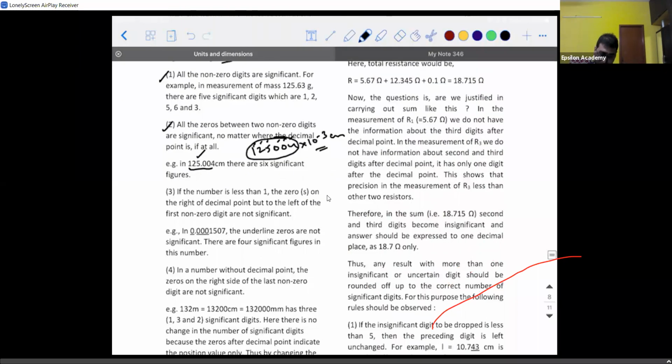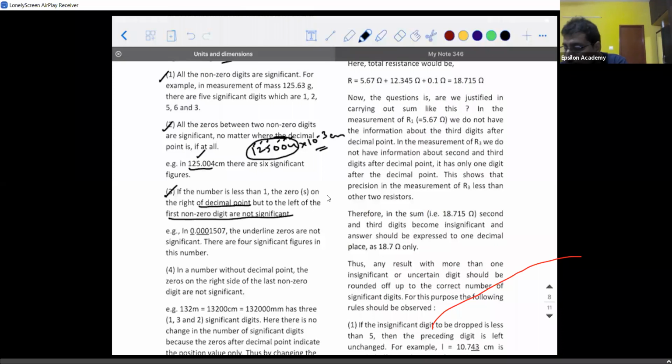Yes. Next. If the number is less than 1, that is, you have a fraction a by b where the denominator is greater than the numerator, then the zeros on the right of the decimal point but to the left of the first non-zero digit are not significant. Let's read it again. If the number is less than 1, if I have a fraction where the denominator is greater than the numerator, then the zeros on the right of the decimal point, but to the left of the first non-zero digit, are not significant.